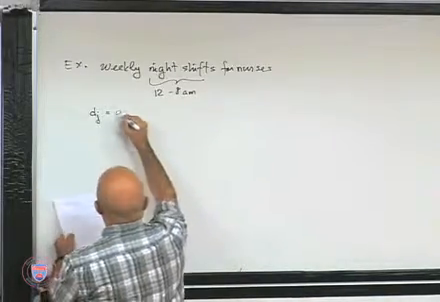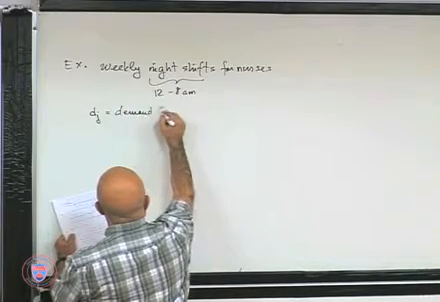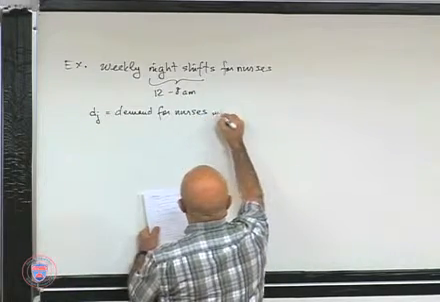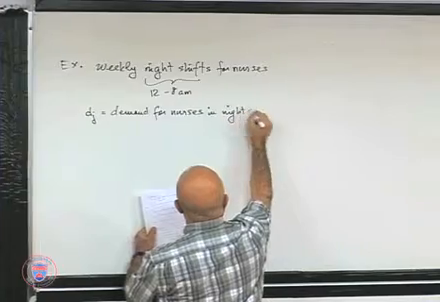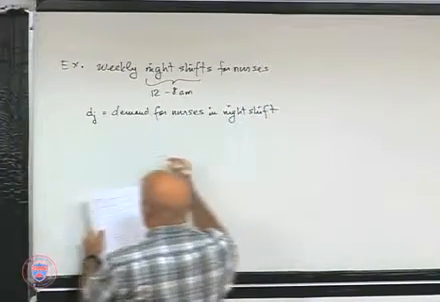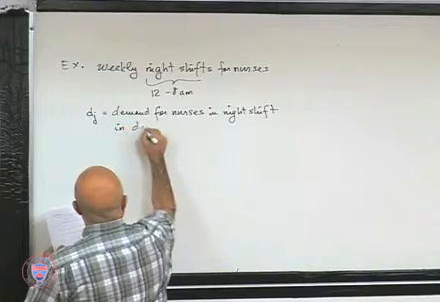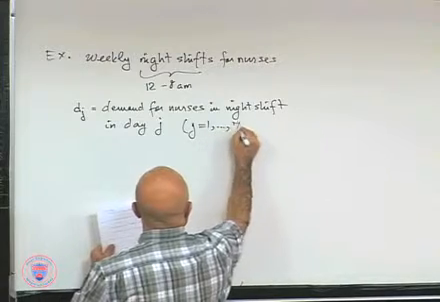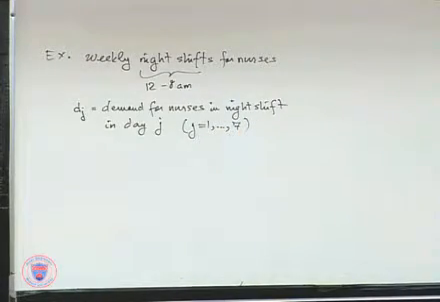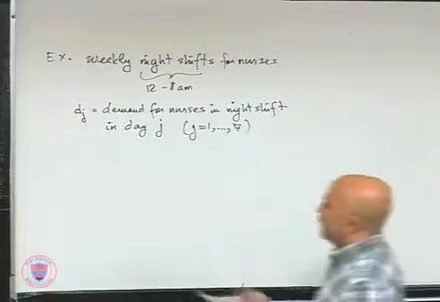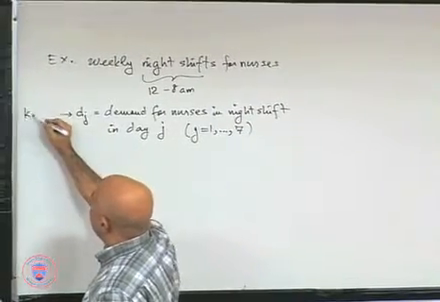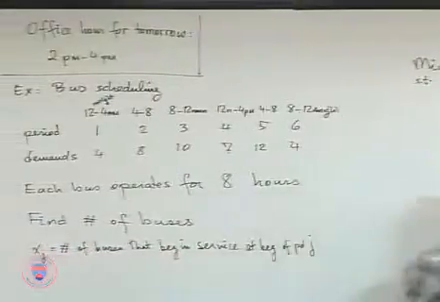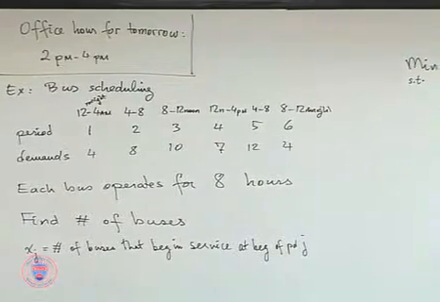Dj is the demand for nurses in the night shift in day j. j goes from 1 to 7. We've got 7 days in the week. We assume these are known numbers. In other words, as in the previous example, just assume there are certain numerical values here.